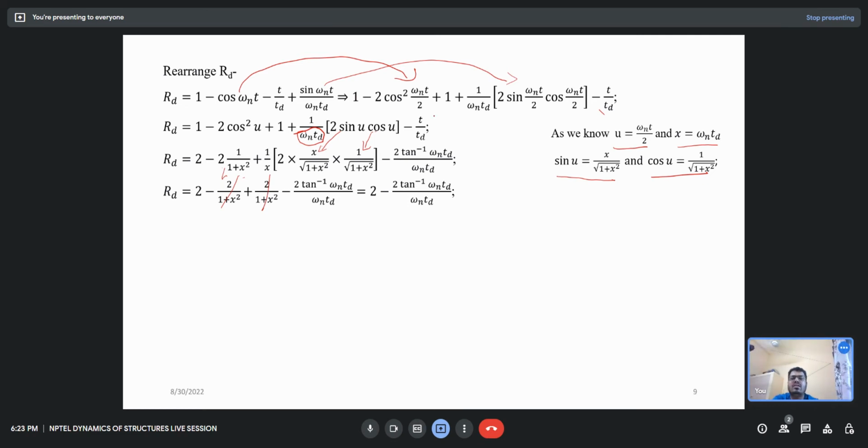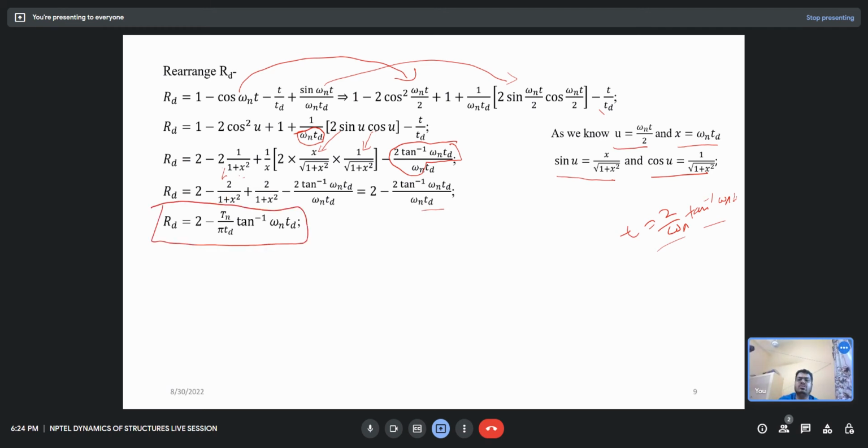And this is the t simple. t is equal to whatever I have found out, as I told you initially, t is equal to 2 over omega n tan inverse omega n td. So I have put that value directly here. That value is the same as here, so that cancels out, and 2 is there. So my maximum response RD has become this: RD is equal to 2 minus Tn over pi into Td.